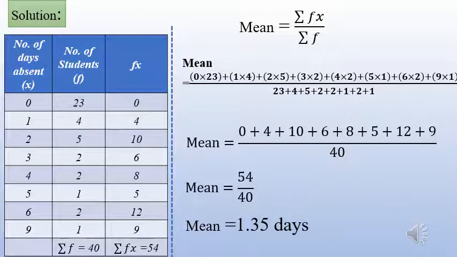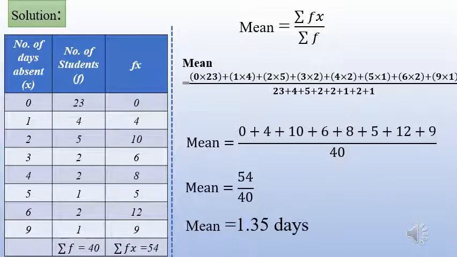In the first row, when we multiply 0 by 23, we get 0. In the second row, the product of 1 and 4 is 4. In the third row, 2 multiplied by 5 is 10. 3 multiplied by 2 is 6, and so on. When we add all the frequencies in the second column, the sum of frequency is equal to 40. That is equal to the number of data. In the third column, the sum of fx is 54.